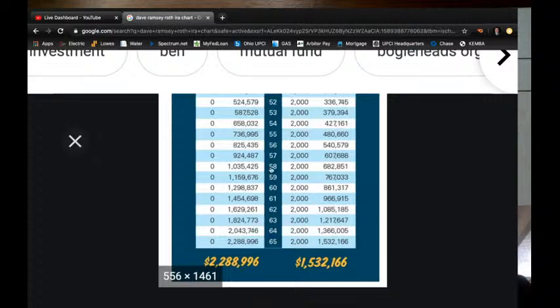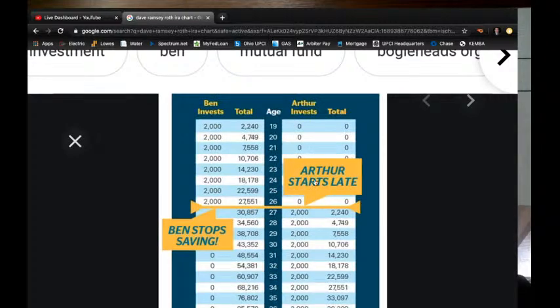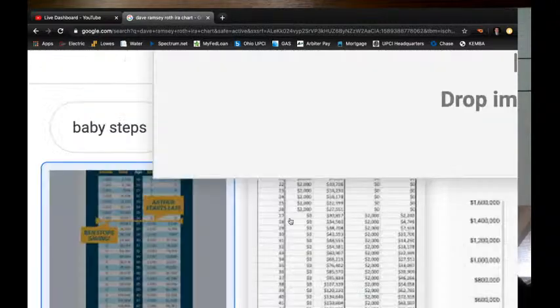But now watch our guy over here, Arthur. Arthur started investing late. He started investing at the age of 27, and he put $2,000 in there a year. And as you see, these numbers right here are the same, going up. Each one, those are the same. And he's at 27. I messed that up.